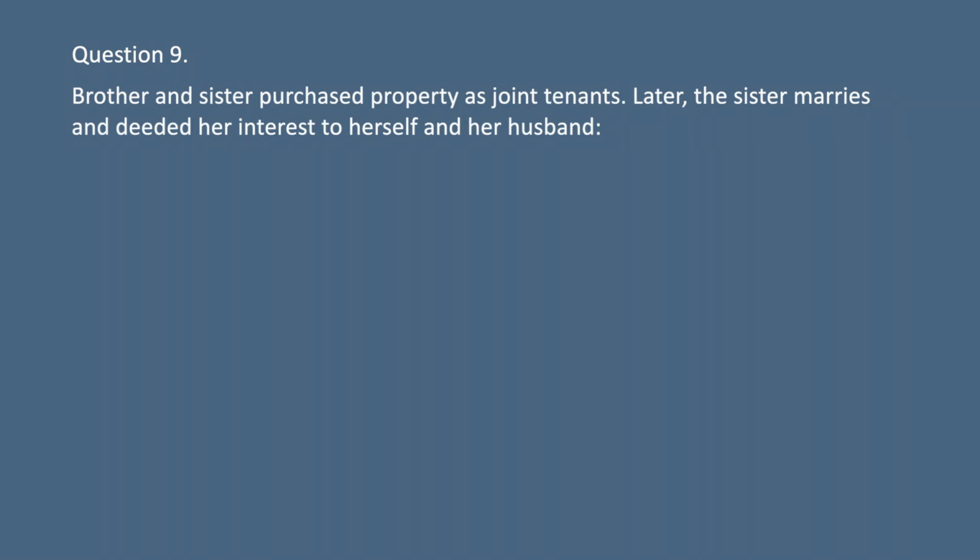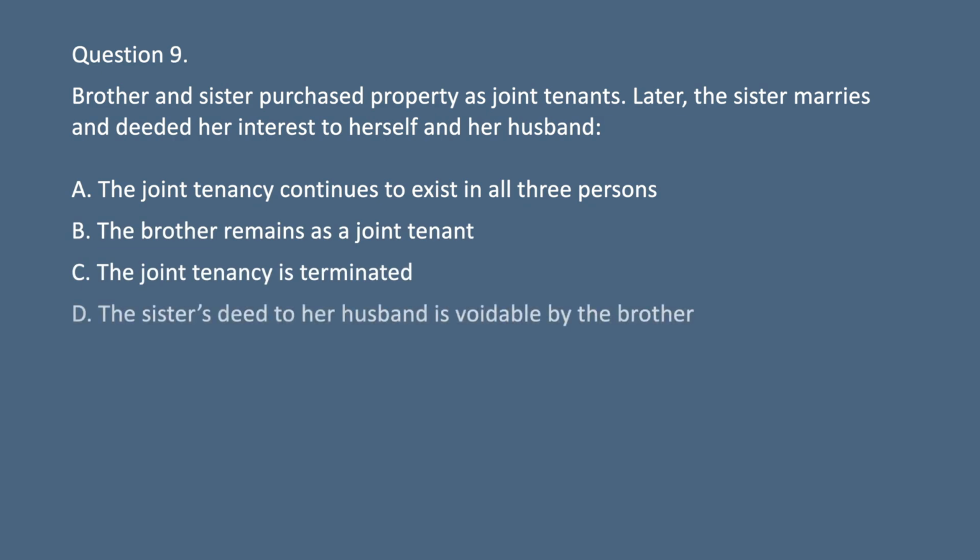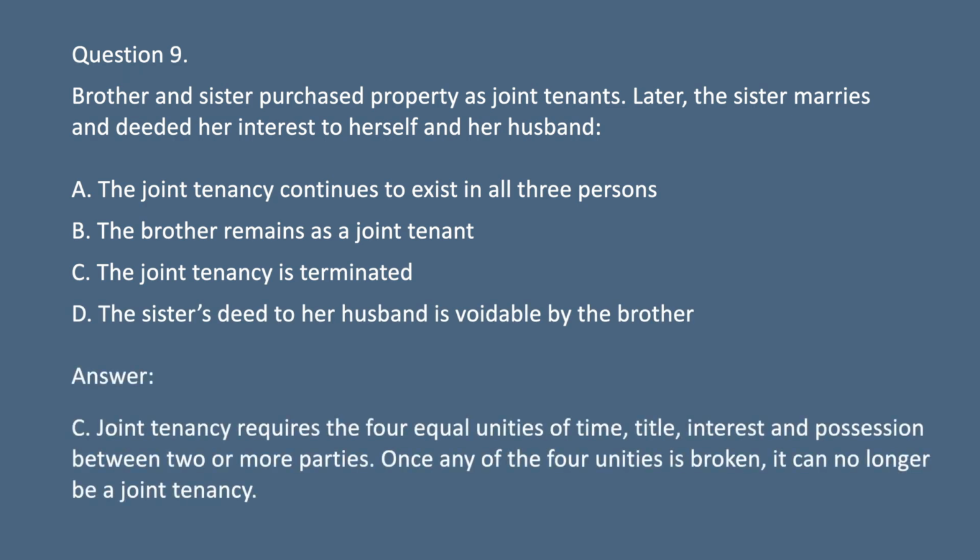Question 9. Brother and sister purchase property as joint tenants. Later, the sister marries and deeds her interest to herself and her husband. A. The joint tenancy continues to exist in all three persons. B. The brother remains as a joint tenant. C. The joint tenancy is terminated. D. The sister's deed to her husband is voidable by the brother. Answer. C. Joint tenancy requires the four equal unities of time, title, interest and possession between two or more parties. Once any of the four unities is broken, it can no longer be a joint tenancy.